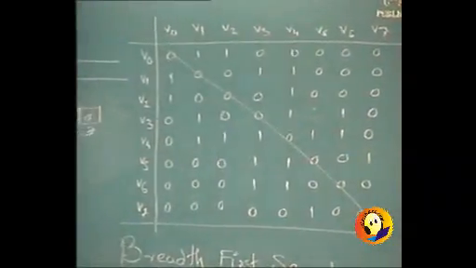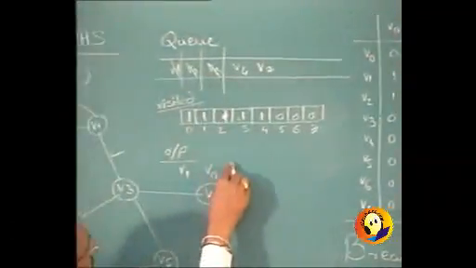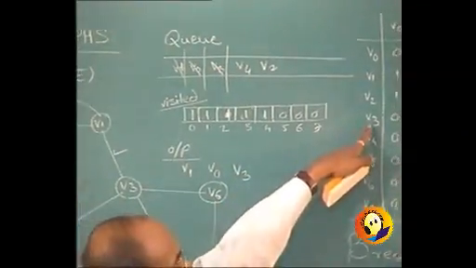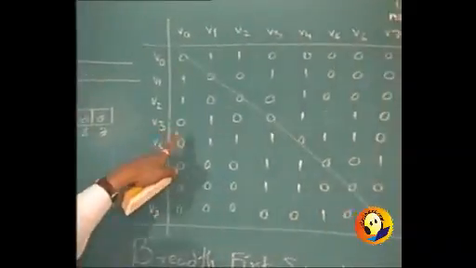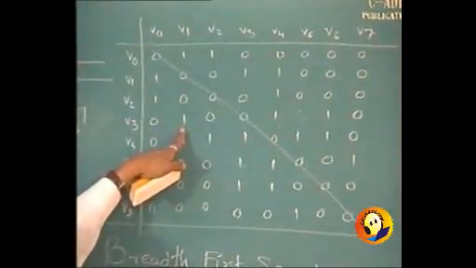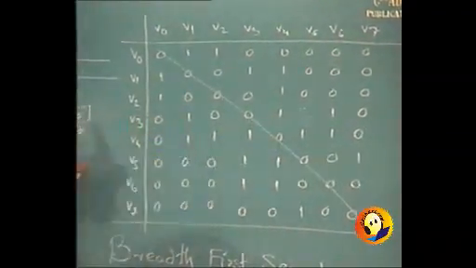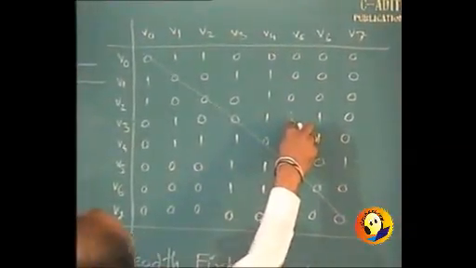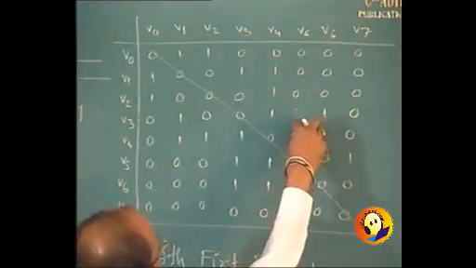We again remove the next one from the queue, V3, print it. Go to the row for V3. V1 is already visited, V4 is also visited. What was this? So 0 only? No, it was 1.